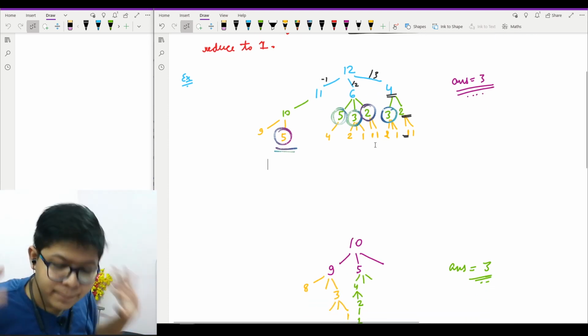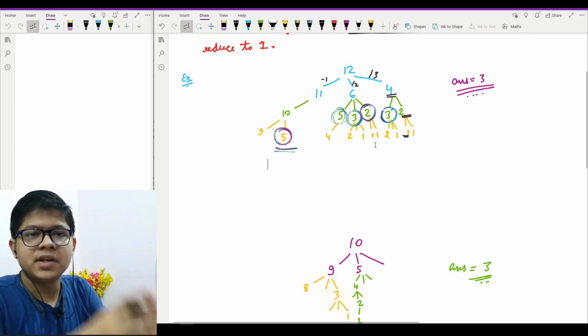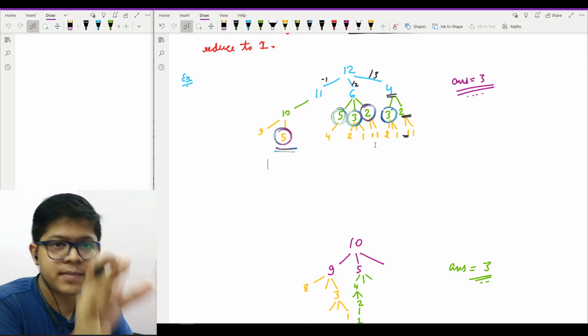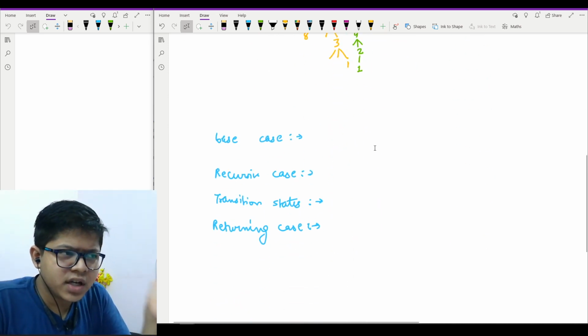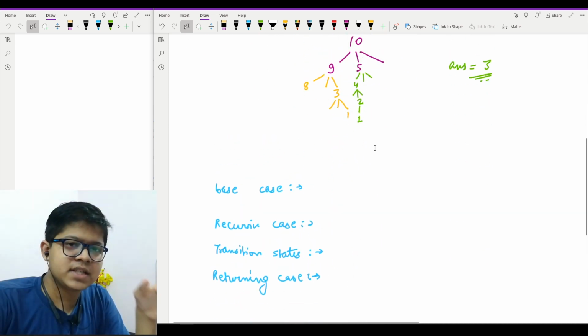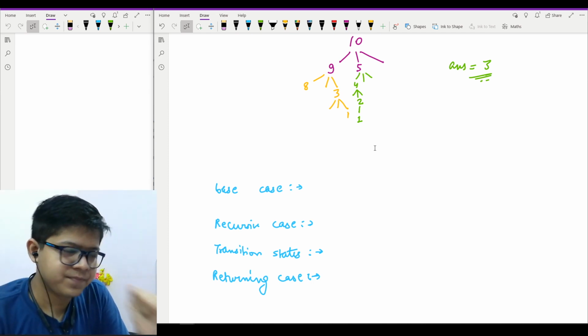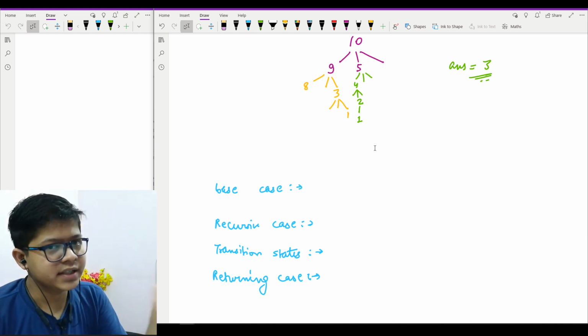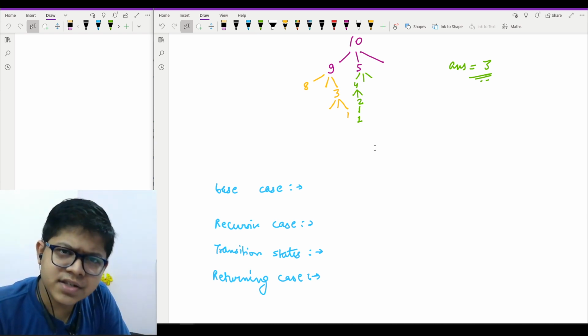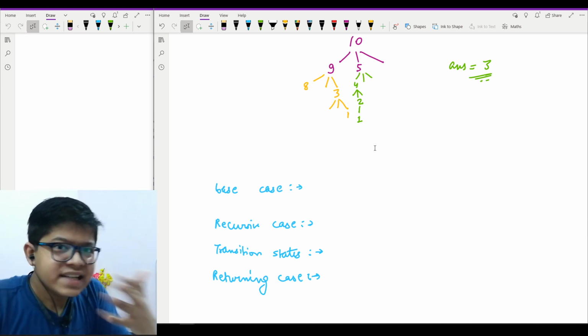Now our main problem at hand is I will write my recursive code, then I will just memoize it, right? Very fine. Now for recursive code, the first thing which occurs in everyone's mind is the recursive case, then the base case, then the transition state, and then the returning case. Okay, so starting with the recursive case. Now what is a recursive case?